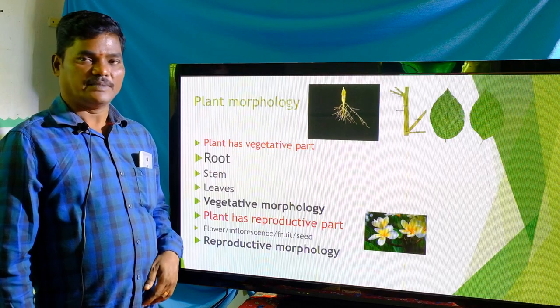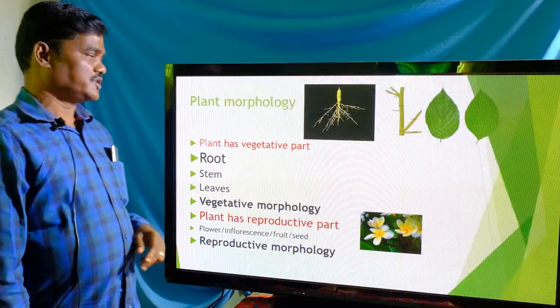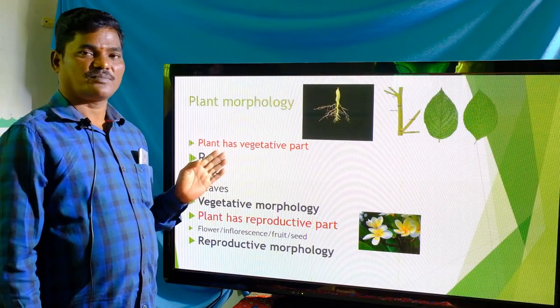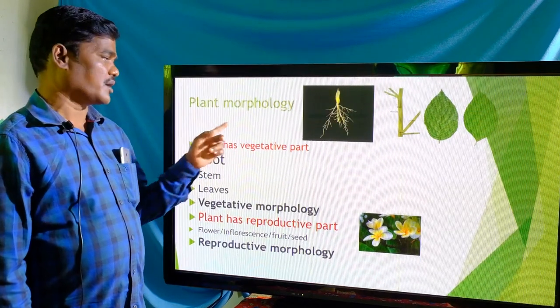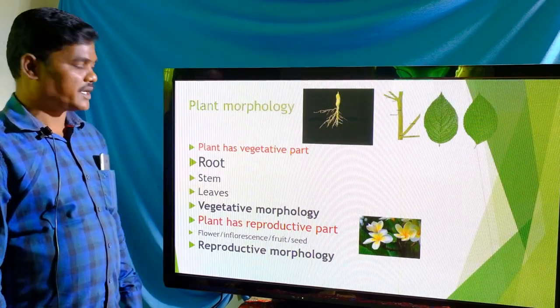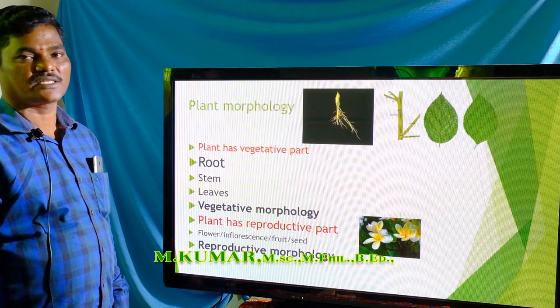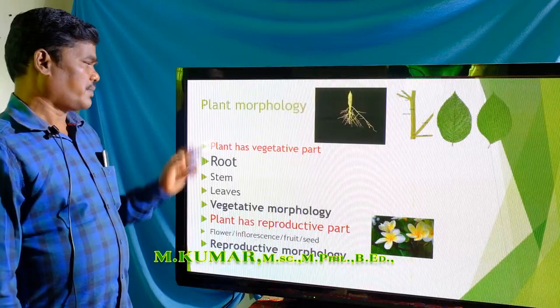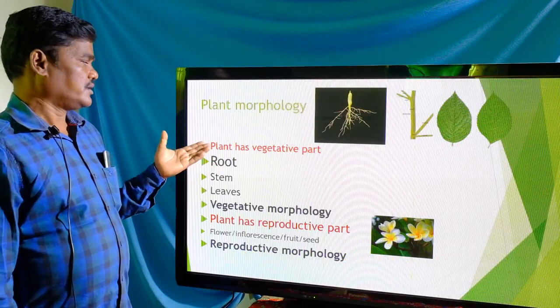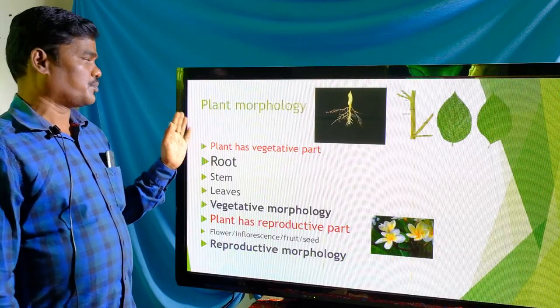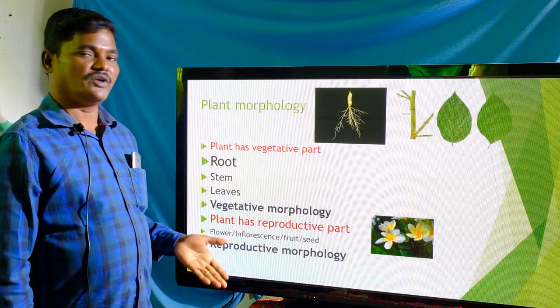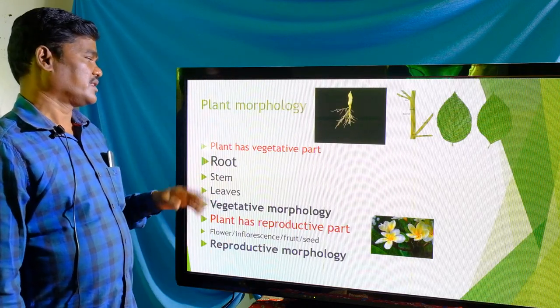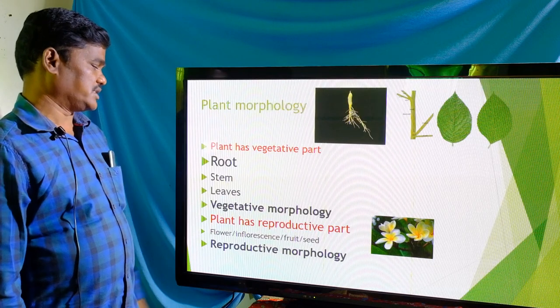Plant morphology. First of all, you have to know what morphology is. Morphology means the external structure of the plant. Plant morphology means the plant's vegetative parts and external view are going to be described. That is called plant morphology.